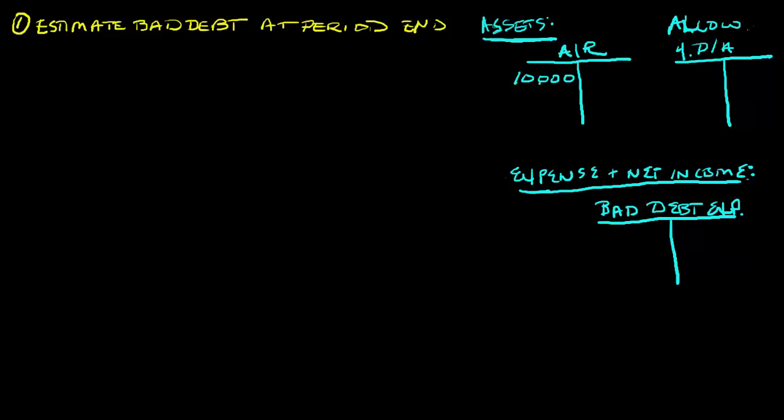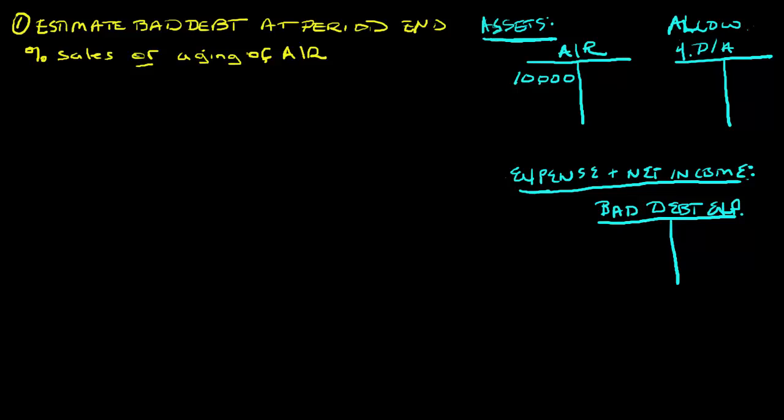Think about the bad debt process as having three main steps. The first step is to estimate bad debts at the end of the period. You estimate bad debts at period end to match this cost of making credit sales with revenues. You will estimate bad debts using one of the allowance methods.